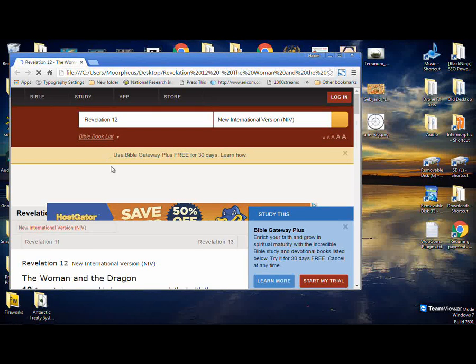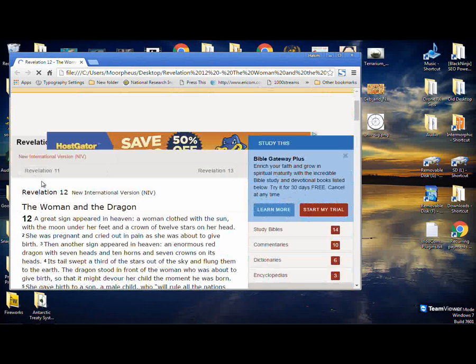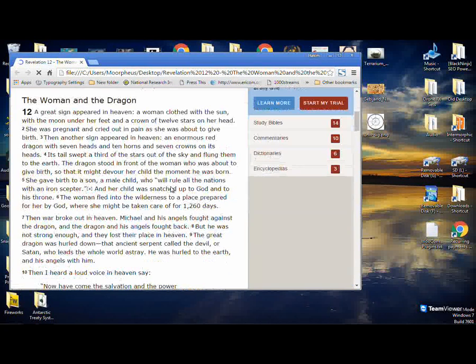All right. And I'm just going to read to you this, and you tell me whether or not it applies. It said here, a great sign appeared in heaven, a woman clothed with the sun, with the moon under her feet and a crown of 12 stars on her head. She was pregnant and cried out, so on and so forth. All right. Boom. Let me jump down to here.